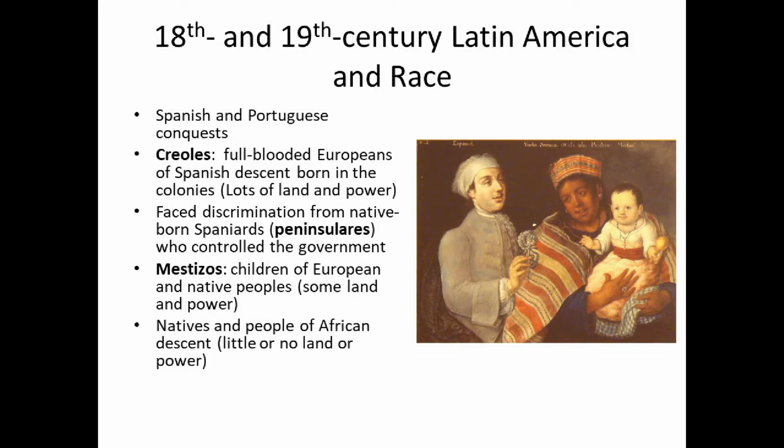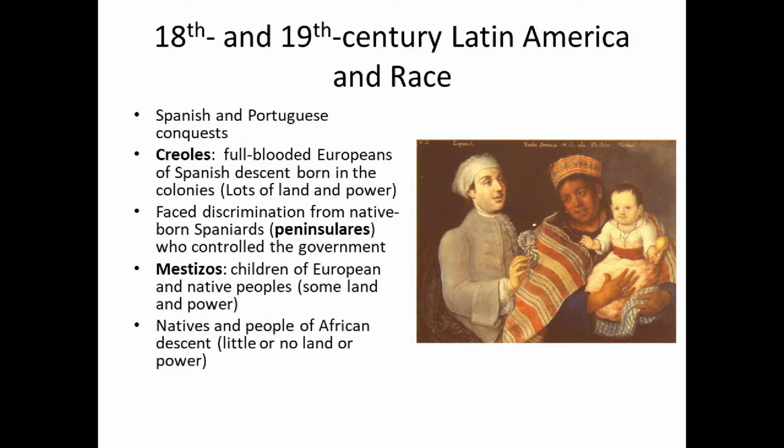That's a culture that was influenced a lot by Spain because it was a Spanish colony before it became an American colony, before it became independent. And so our children in the Philippines are called mestizos, right? They're biracial, and they would be considered mestizos. So mestizos are the children of European and native peoples. They have some land and maybe a little bit of power, but not nearly as much as the Creoles, and certainly not as much as the peninsulares.